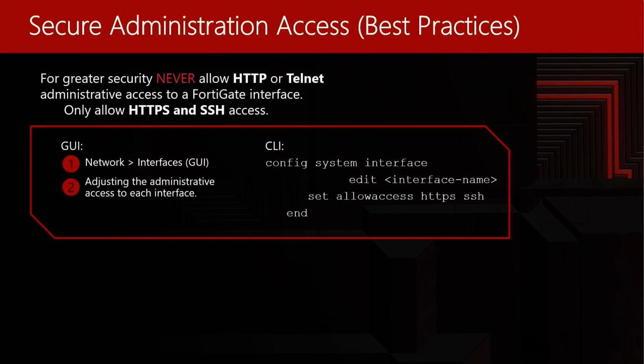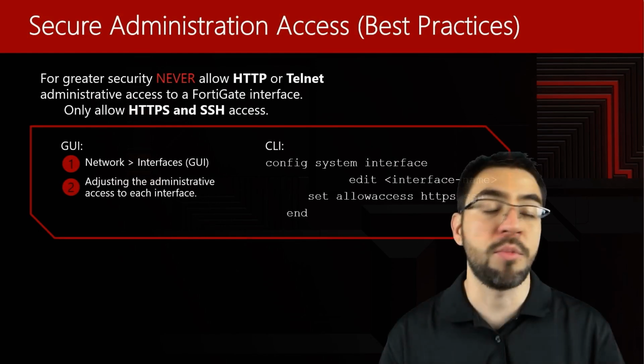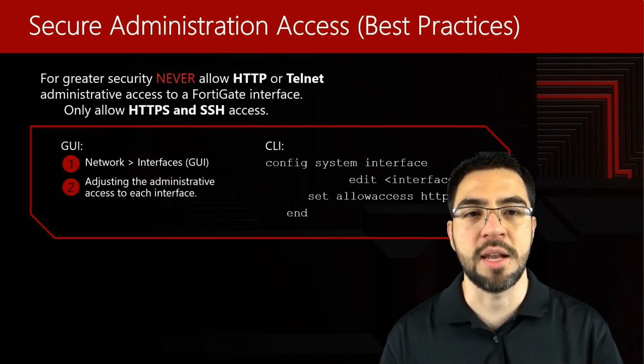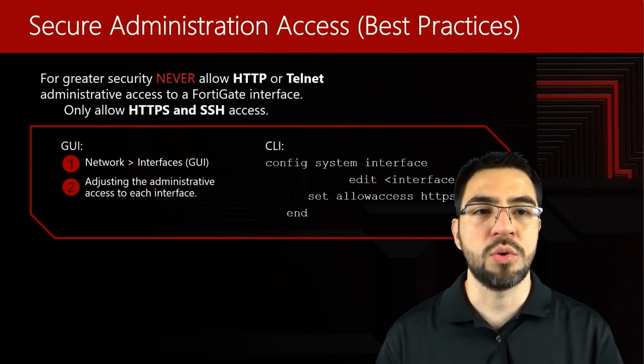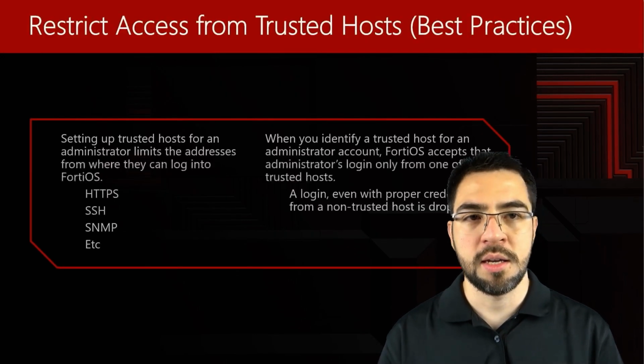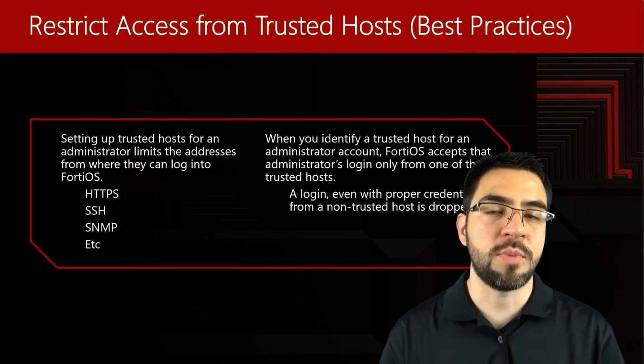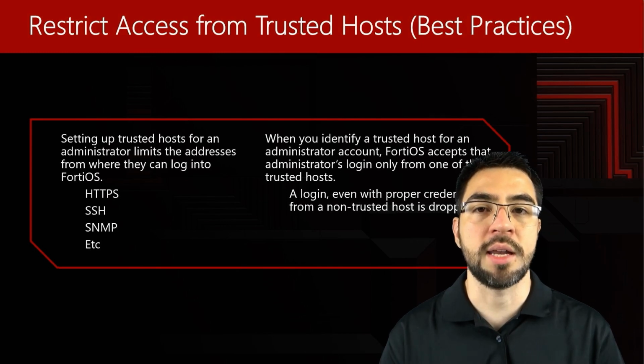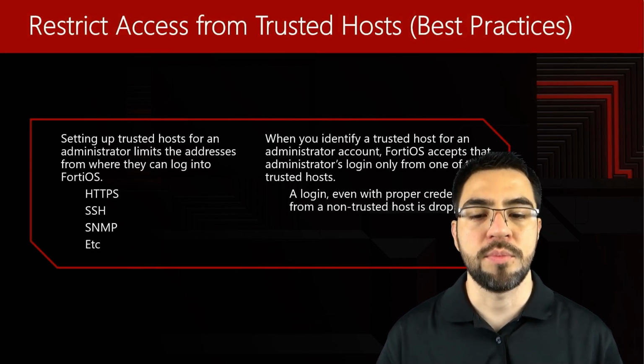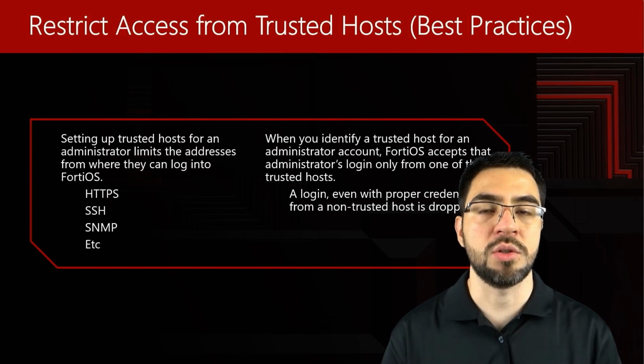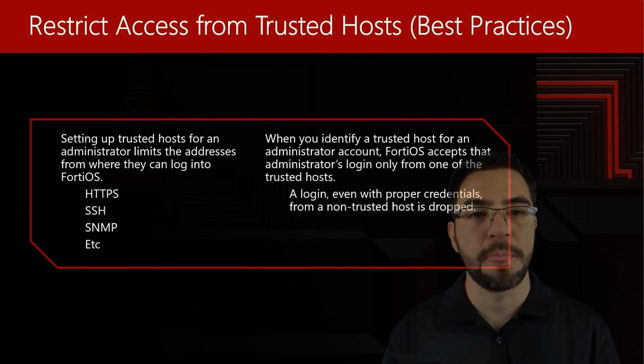A few of the best practices for management access is to never use unsecured protocols like HTTP and Telnet, and just pick the better, more secure option, HTTPS and SSH. Again, those can be configured from the GUI or the CLI. Also, as a best practice, always define a limited source of endpoints that can connect to our firewall for admin management using the trusted host.